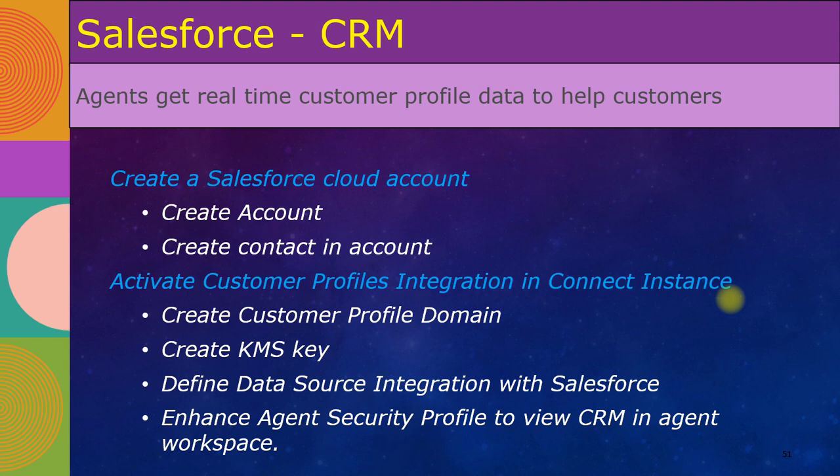And so basically the agent on the screen sees, okay, they're talking to the caller, but they also see the customer profile. They could see the email, they could see everything. And the agent can send emails, the agent can chat, the agent can talk and resolve the customer's problem. The agents get the real-time customer profile data to help the customer. So the CRM helps the agent with that customer information.